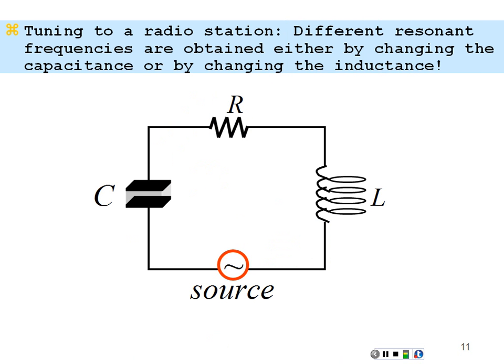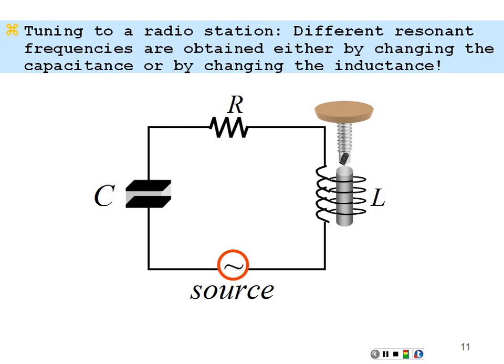Tuning to a radio station. Different resonant frequencies are obtained either by changing the capacitance or the inductance, and hence changing the resonant frequency, allowing you to pick up the airwaves and magnify that particular airwave that you wish to receive. We could do that by having some kind of core within the inductor, which we can move back and forth, maybe with a knob, and that will help us change the station.